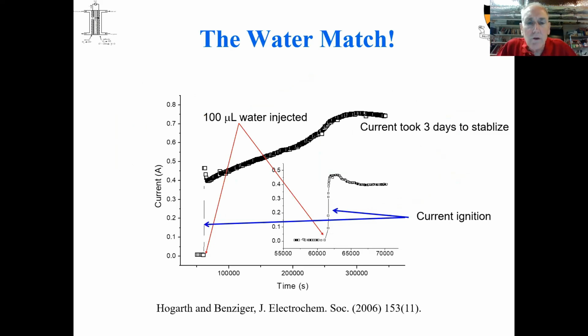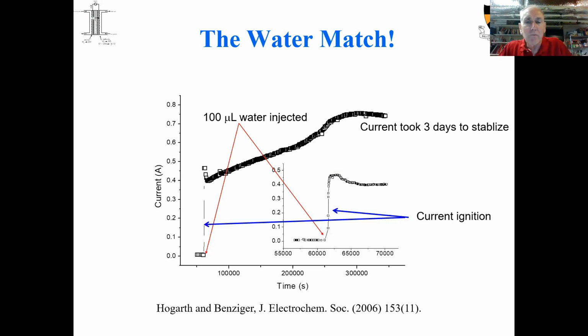We even had a student come up with a clever idea of what we called the water match. We had the fuel cell put together, all dried out, running with dry feeds, and there was no current. And then at a given time, we injected water into the fuel cell cathode, and suddenly the current increased rapidly to its steady state. So we saw ignition of the current by adding water at the cathode.